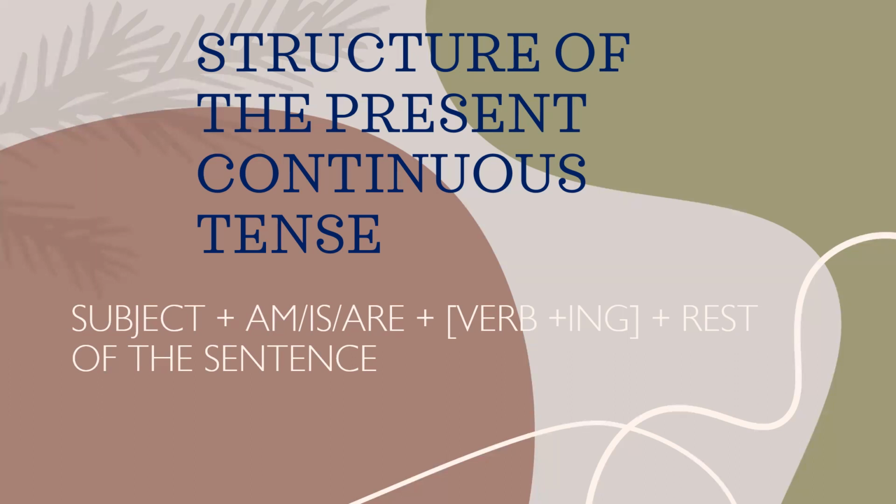But if I'm talking about two girls like Mary and Jane are, or the girls are, they are. So it depends on the subject. According to the subject, you either use am, is, or are. After that, you add the verb. And don't forget to add ing to the verb. And then the rest of the sentence, which may consist of an object or anything else, prepositions, anything in the sentence, the rest of it. I hope that's clear.